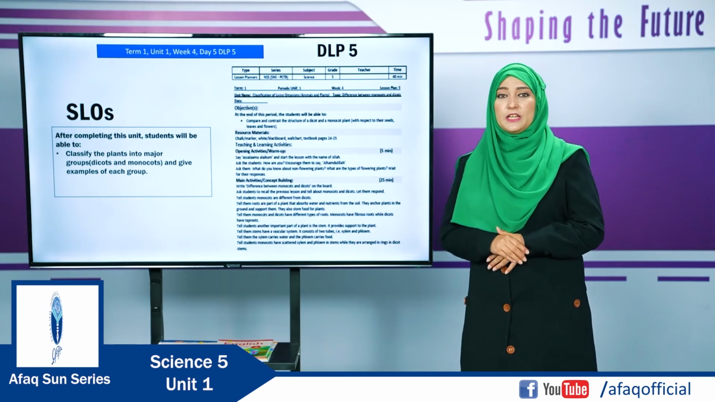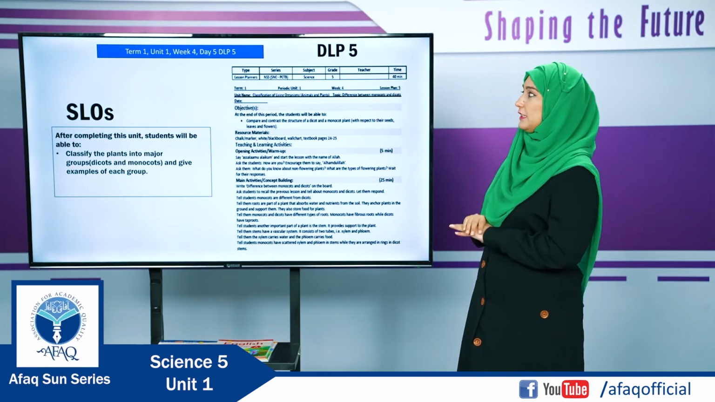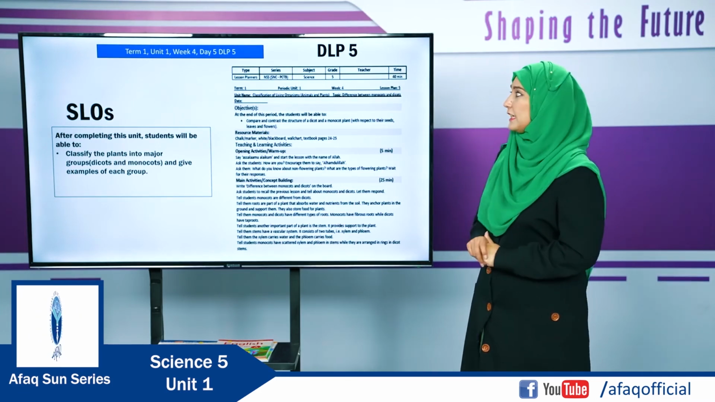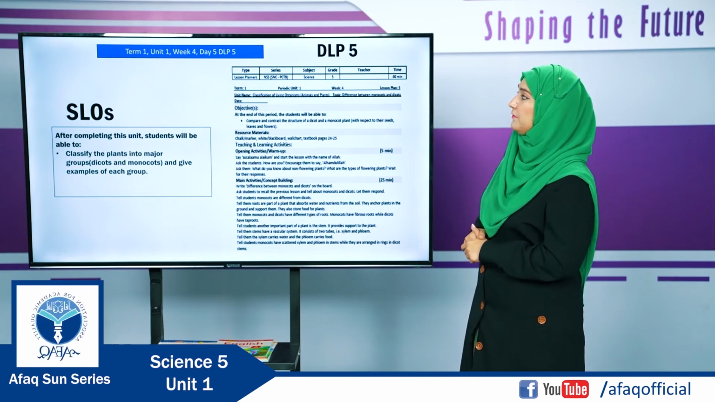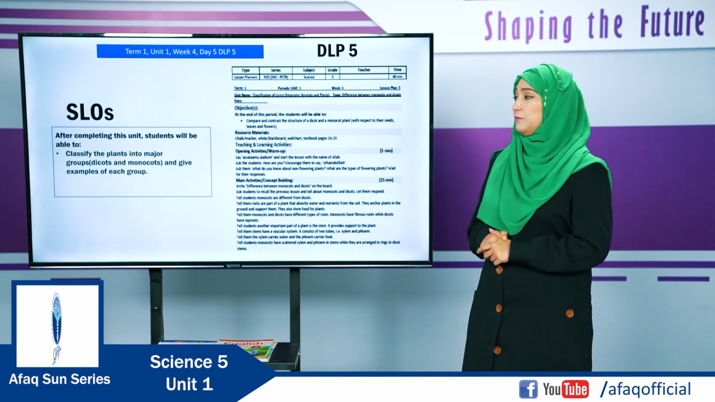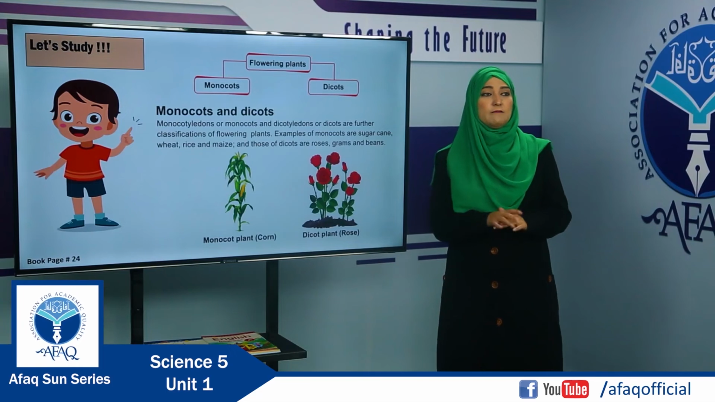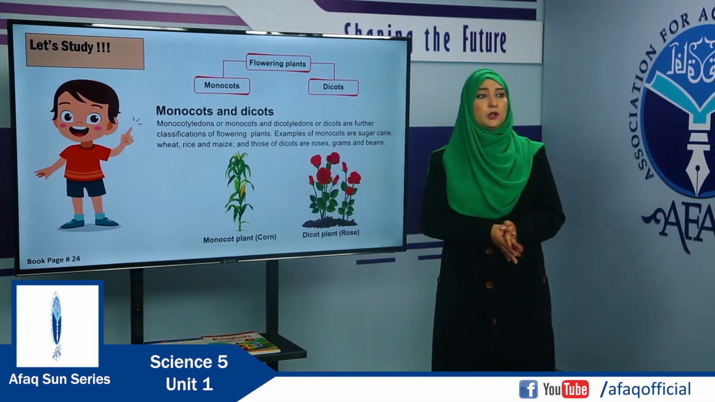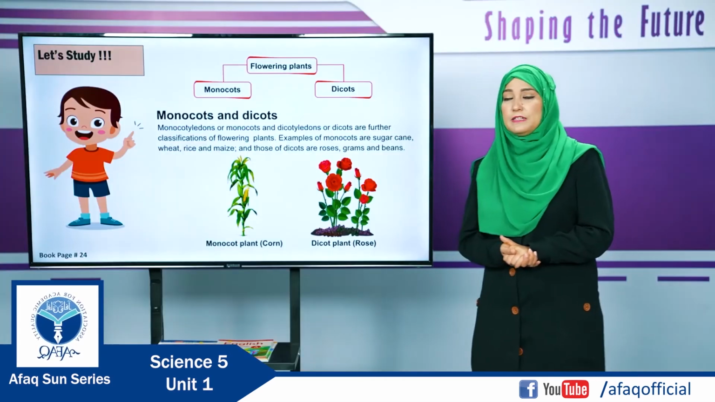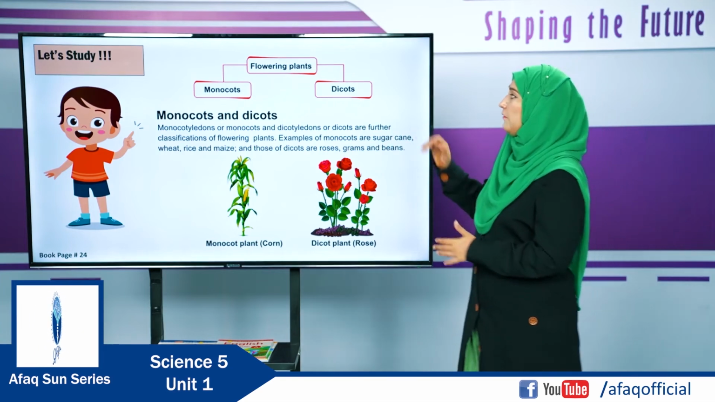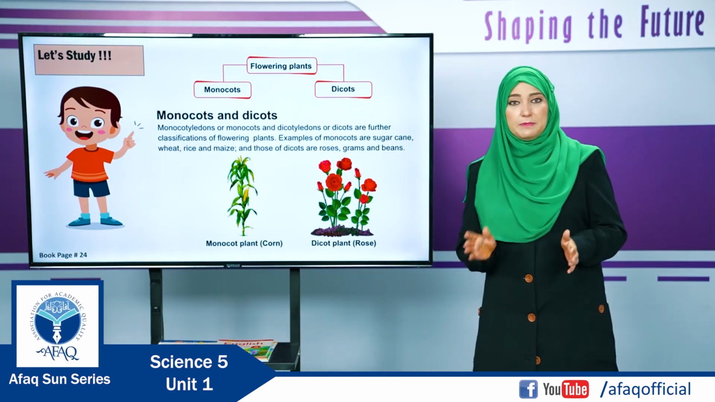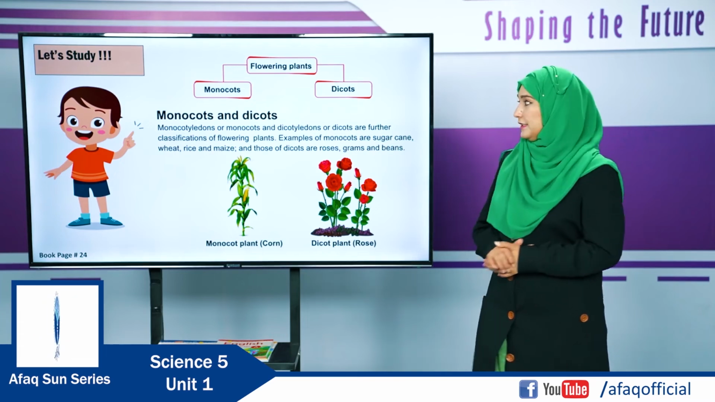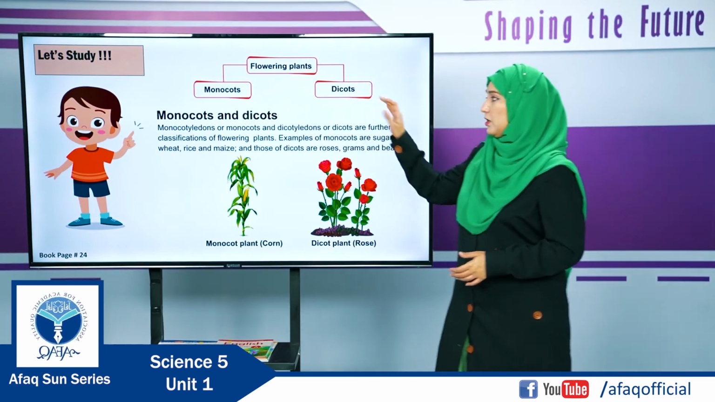In this period, we are going to cover one SLO and the complete methodology to cover this SLO is given in DLP 5, Day 5, Week 4, Unit 1 and Term 1. Students, you have learned about flowering plants and non-flowering plants. Now we will see the types of flowering plants. Flowering plants are divided into two categories, monocots and dicots.